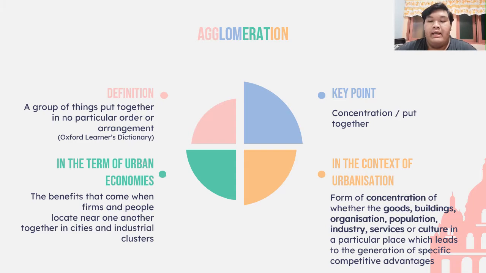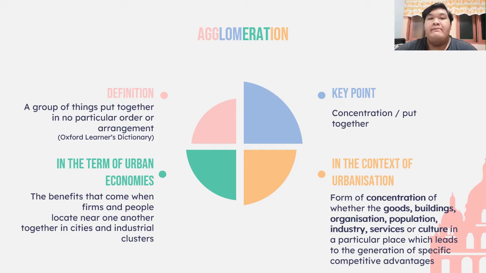For example, in one area, there are a poultry farm and a slaughterhouse. So the slaughterhouse buys the chicken from the poultry farm and processes it before selling it to the vendor or market. In this case, both industries depend on one another to generate their economy.